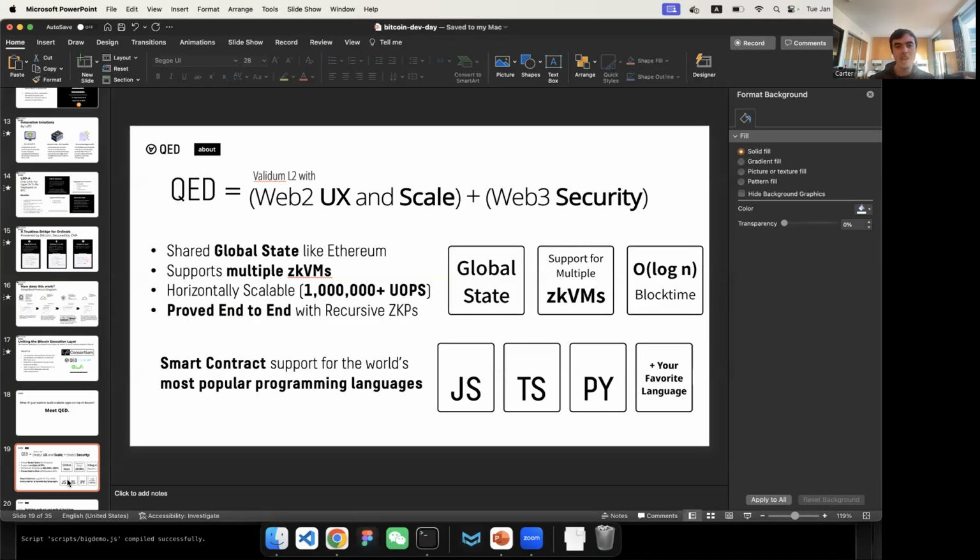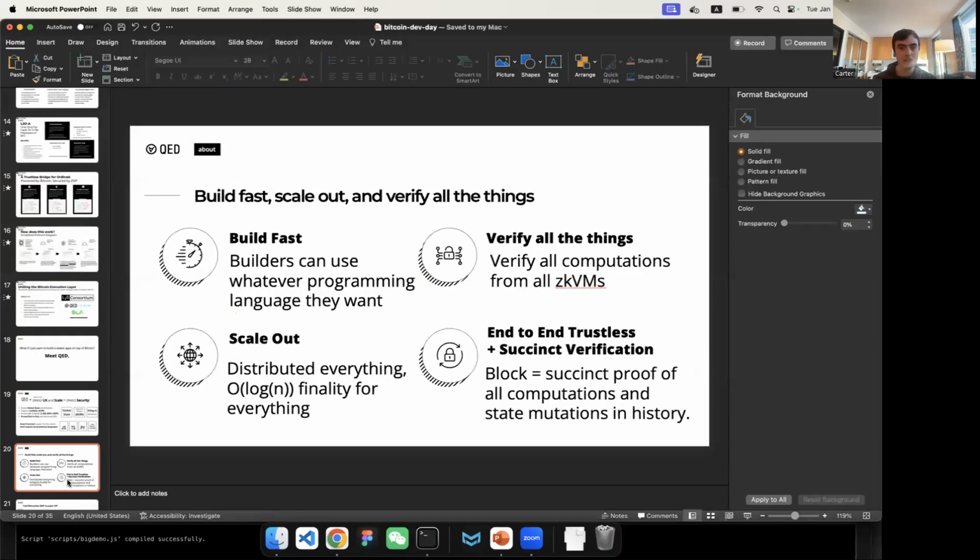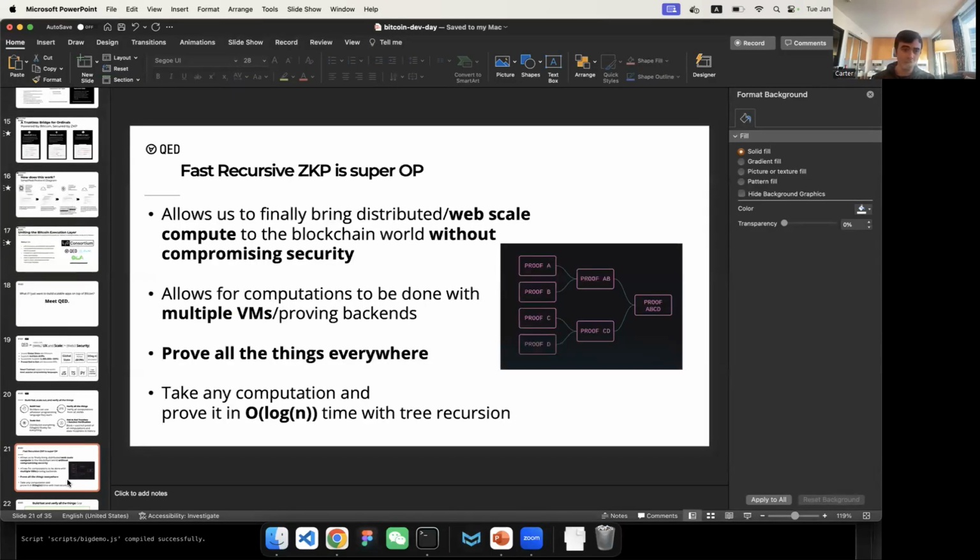It's really great. And to top it off, we support the world's most popular programming languages. So if you want to build on Bitcoin, build on QED, write your applications in JavaScript, TypeScript, or Python, and it makes it very nice, even for the Web2 folks to onboard to blockchain. So, as I was saying, it's very fast to build on QED. QED has end-to-end trustless succinct verification. So you have the same security as Bitcoin, but you can build complex applications.